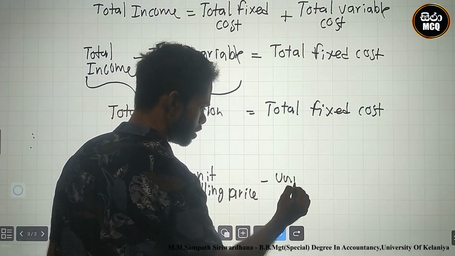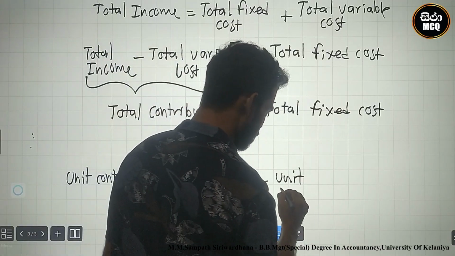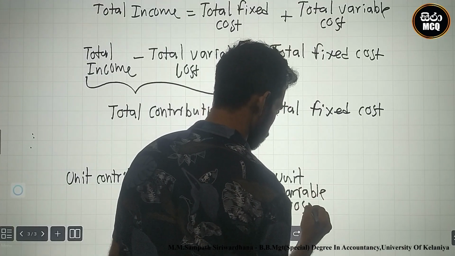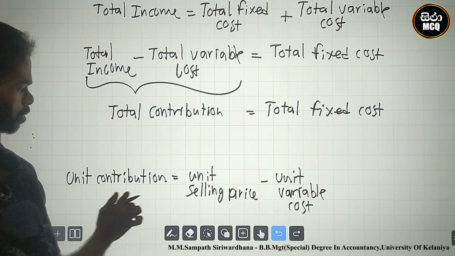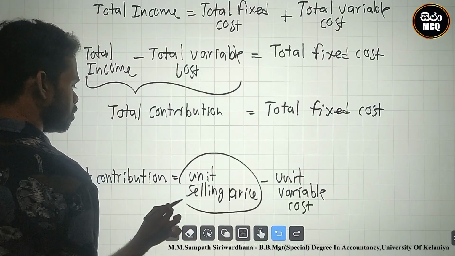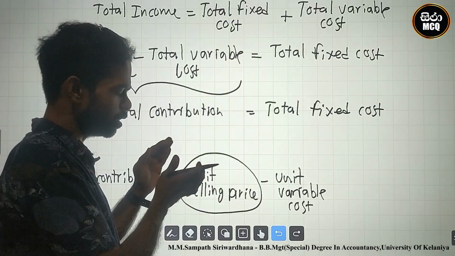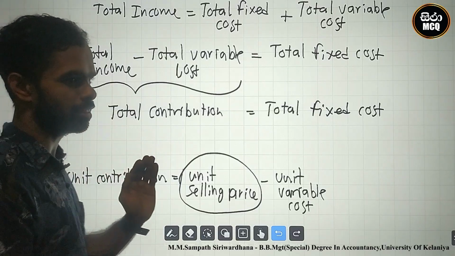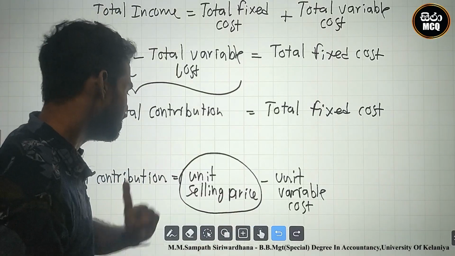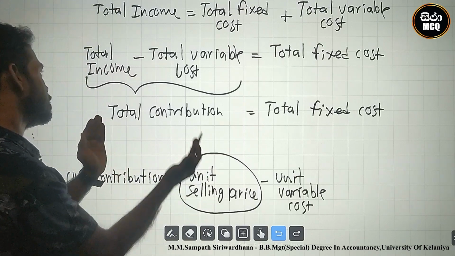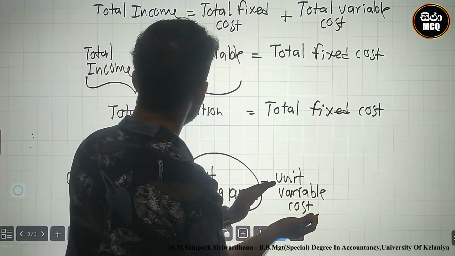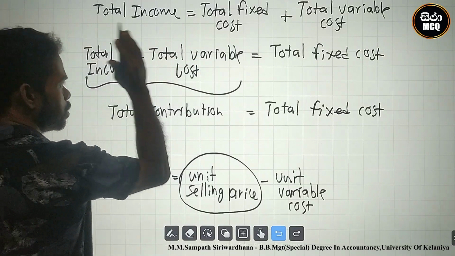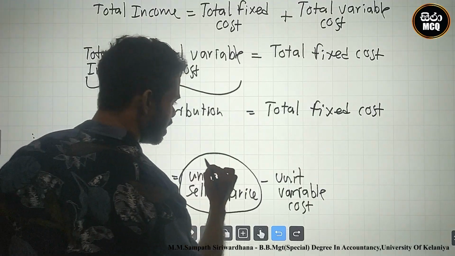Minus unit which one? Unit variable cost. Look here, this is the total income. Total income is unit selling price, the small portion, no? The large portion is total income. The selling price is related to income, no? Unit selling price is converted to total income, and unit variable cost is converted to total variable cost. Therefore, total income minus total variable cost is equal to like that.